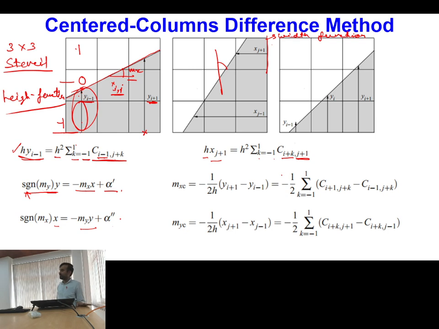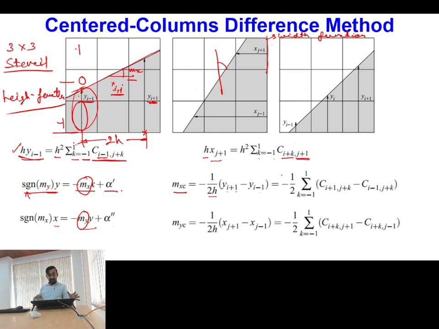Up to this point, is it clear? But now in this line, one important point is how to calculate the values of this mx and my. So mx and my are calculated using the column centered approach. Column centered approach means mxc I can simply write as y value at I plus 1 minus y value at I minus 1, divided by the distance between these 2 points, which is 2h. Is this point clear?